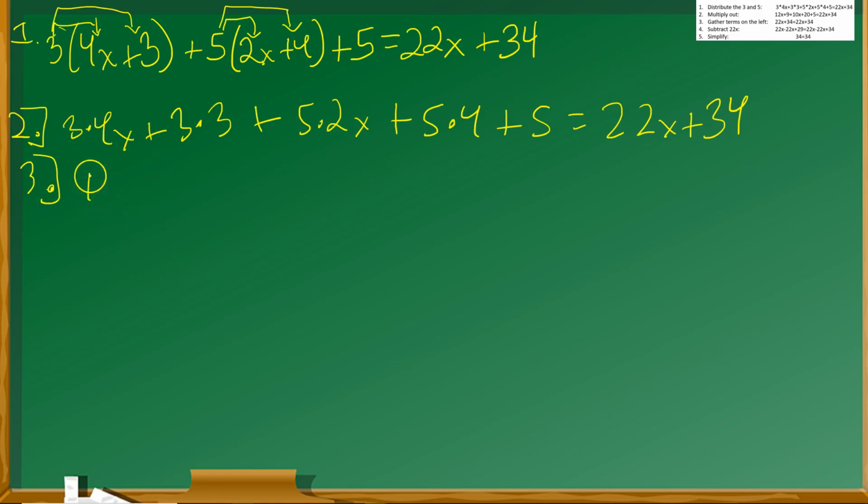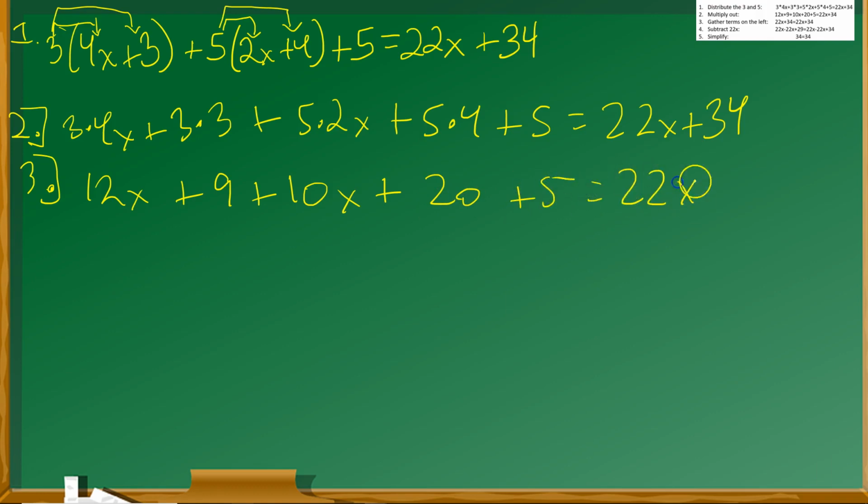3 times 4x will give you 12x. 3 times 3 is 9. 5 times 2x is 10x. 5 times 4 is 20. Add the 5. That's equal to 22x plus 34.